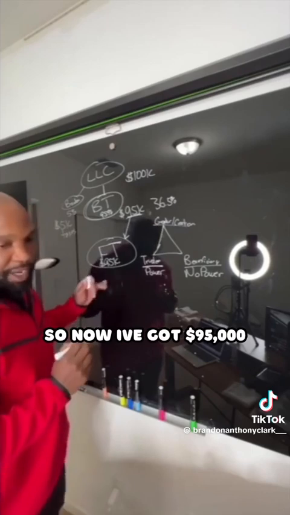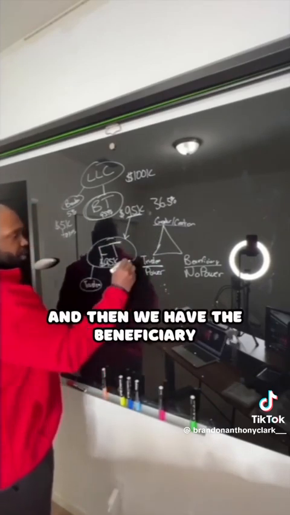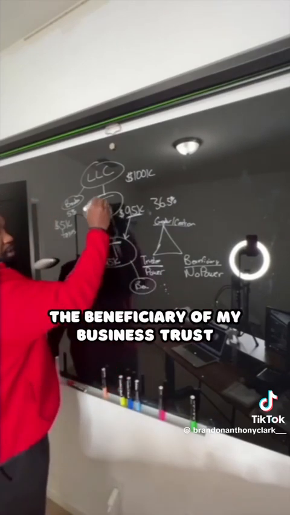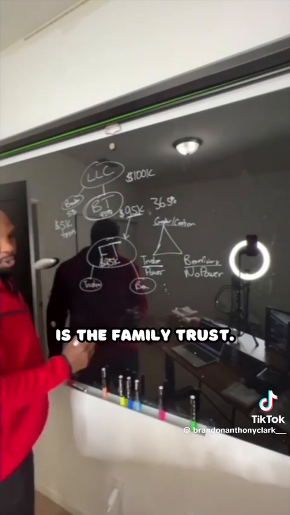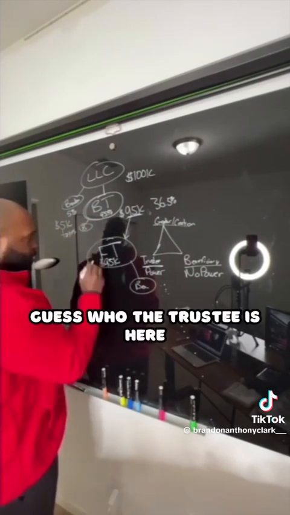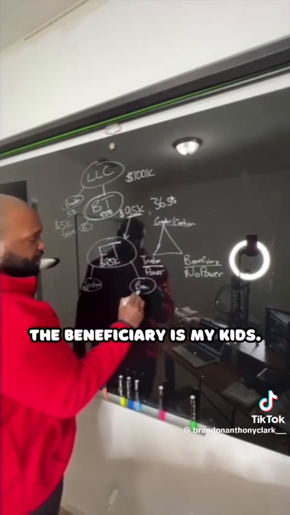So I essentially could take this $95,000 and donate it to my family trust. Bam. So now I got $95,000 in my family trust, and we got our trustee, and then we have the beneficiary. And I kind of skipped ahead of myself. The beneficiary of my business trust is the family trust. Guess who the trustee is here though? That's me. I'm the trustee. Guess who the trustee is here for the family trust? That's me. The beneficiary is my kids.